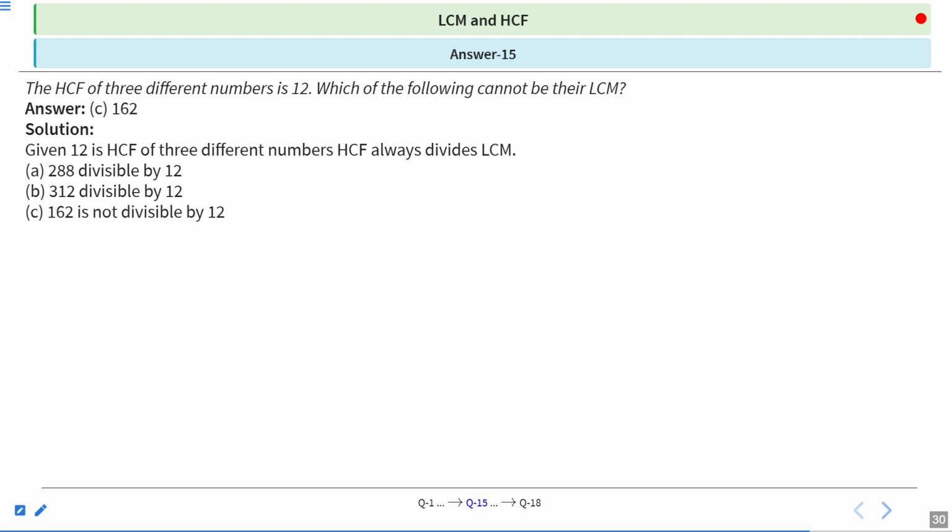And option C was 162, which is not divisible by 12. That means it can never be the LCM. So therefore, we can say 162 cannot be the LCM of the three numbers. So option C is correct.